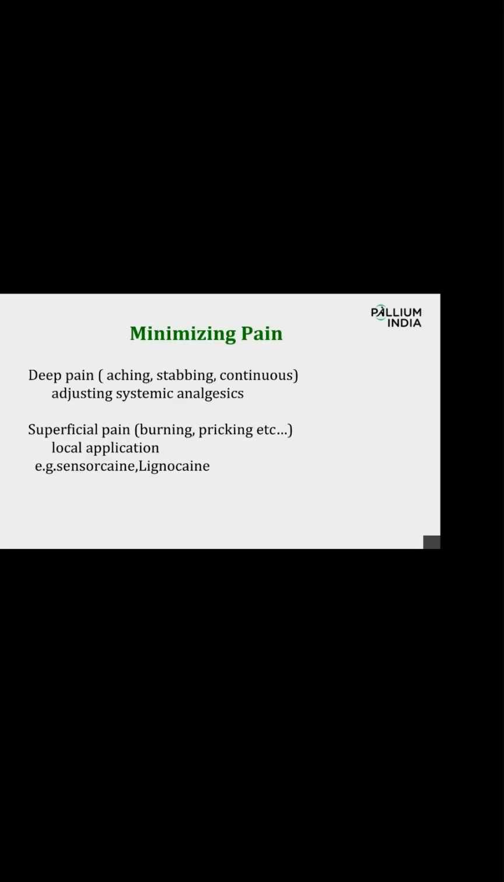Okay, till now we have seen dressing methods. Now we are going to minimizing the pain. First we need to do the assessment of pain, deep pain. You have to ask whether it is aching pain, stabbing pain or continuous pain. Then adjusting systemic analgesics. It has to start before the dressing. Adjusting systemic analgesics you can give with the doctor's prescription.